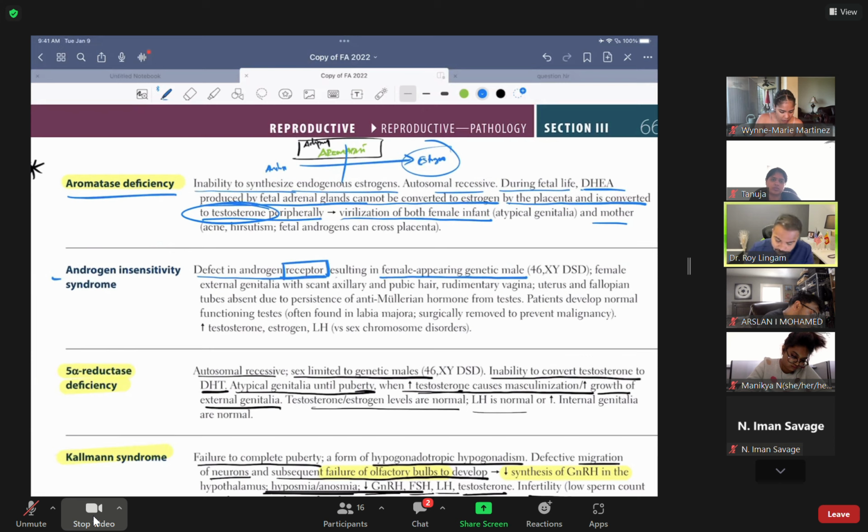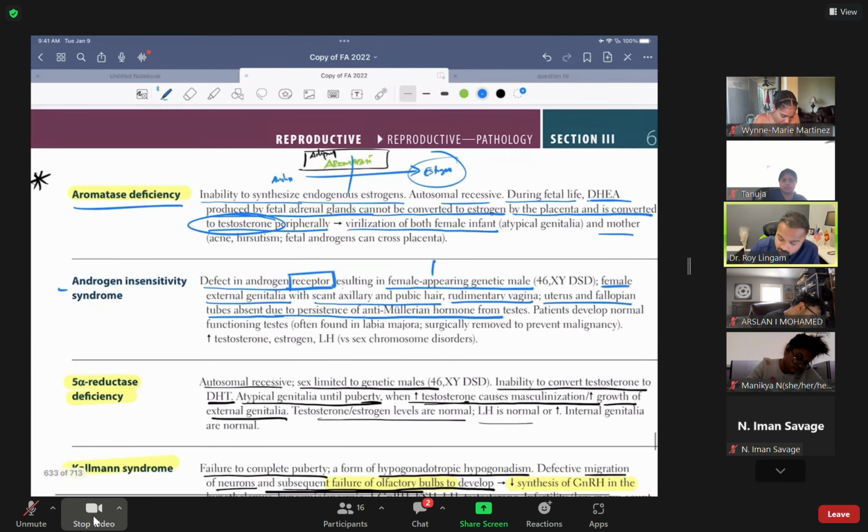So that's the idea. So female external genitalia with the scant axillary and pubic hair, rudimentary vagina. Basically, the vagina is not fully developed. That's what it is. Uterus and fallopian tubes are absent due to persistence of anti-Mullerian hormone. Remember, folks, even though this person looks like a female, they are carrying the male gene. That means this Y will activate MIF. Does that make sense, folks? That MIF will inhibit the Mullerian. So she won't have proximal vagina, no fallopian tubes, no uterus. Is that clear, folks? All right.